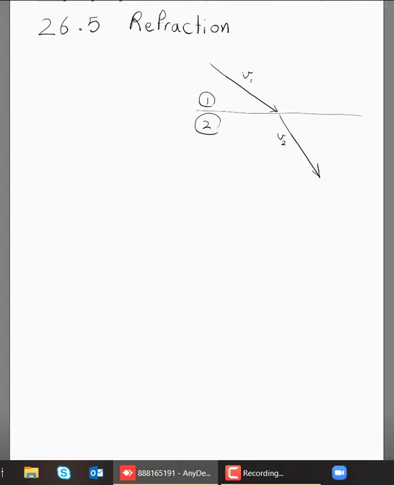So let's say if I just draw a normal to the line that connects the two environments or two media together. So this is the normal to this line. And if here I have theta 1, then the direction is changing to theta 2. So basically this is the idea behind the refraction.